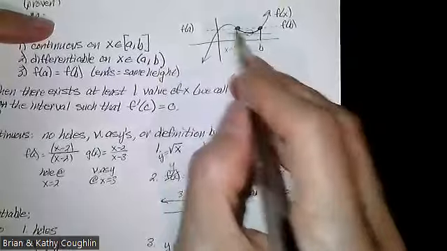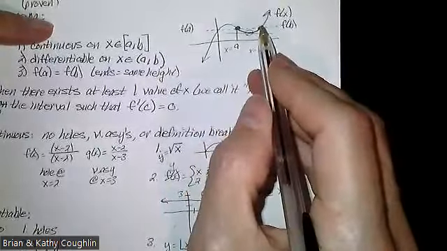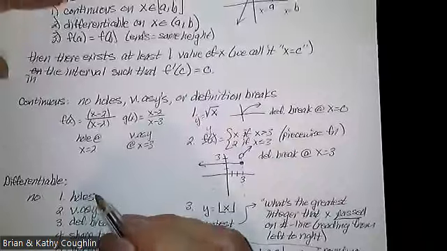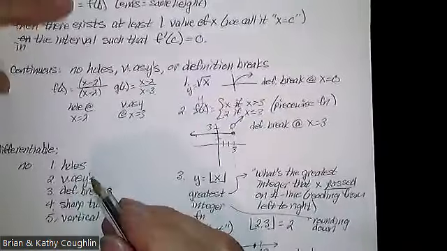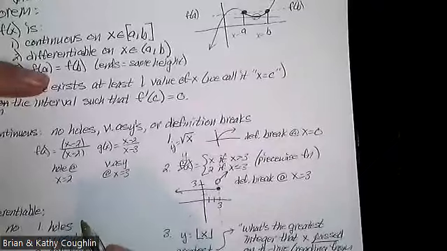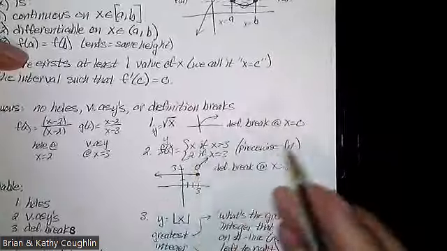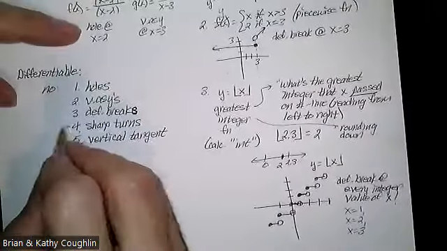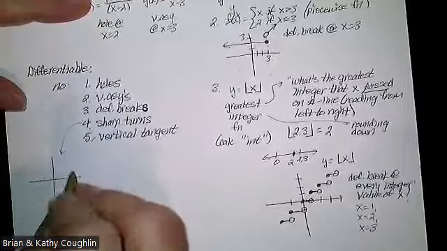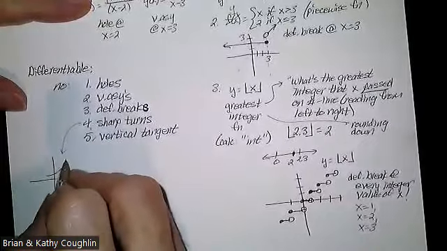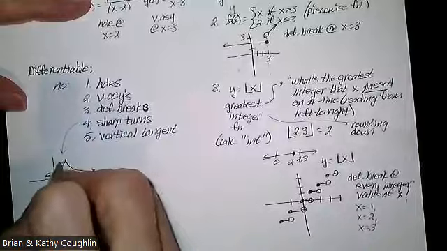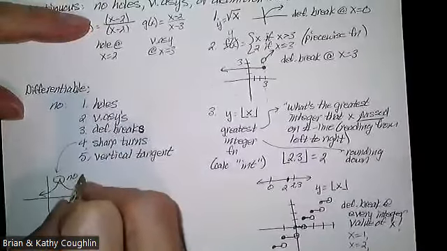So first of all, if I looked at the original graph, when would the graph not have a derivative? Well, obviously at a hole, because there's no place to take a derivative. Vertical asymptote, same thing, no place to take a derivative. And definition break, there's no place to take a derivative. You don't know which side, and it's broken anyway. Sharp turn, what does that mean? Well, it looks like this. You can have a graph that looks like that. And at this very instant, there is no derivative here.